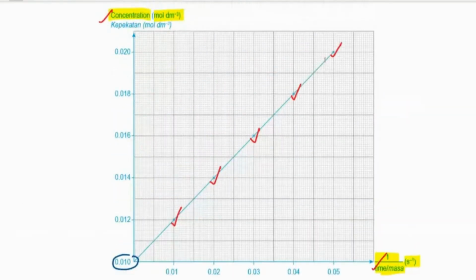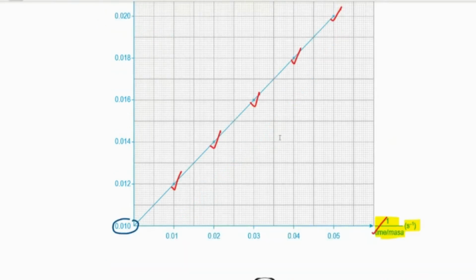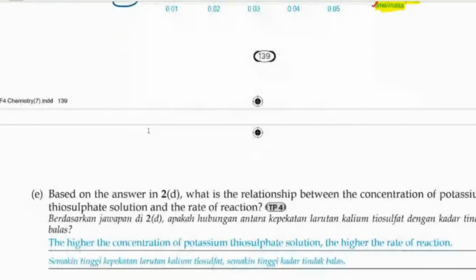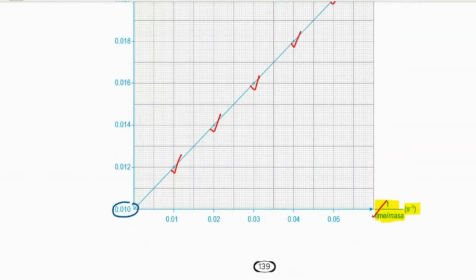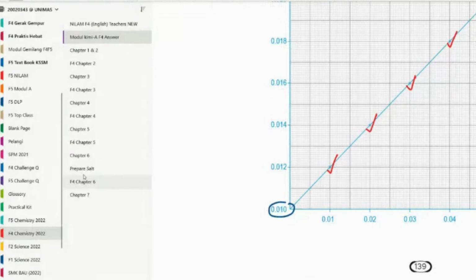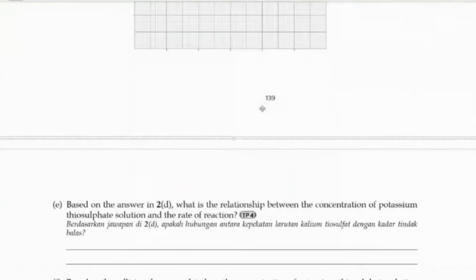But sometimes, what my experience in SPM is very simple. All the scale is given already. So you just need to plot on it. Very simple one in SPM. Let me check. Okay, next. Let's see what question.